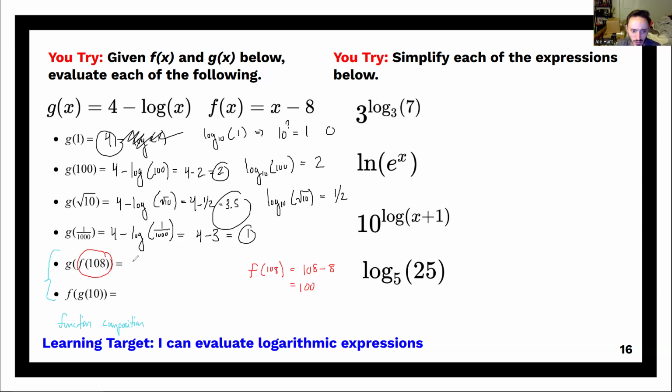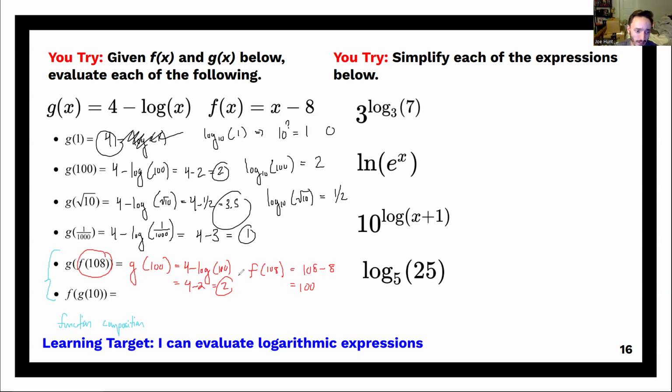So really what this is trying to tell me to do is say, hey, what's g of 100? And that's the same thing as 4 minus the log of 100. So that's really the same thing as 4 minus 2, which is just 2. So I'm taking it one small step at a time when I do composition. I'm starting in the inner layer, and I'm going out a layer.